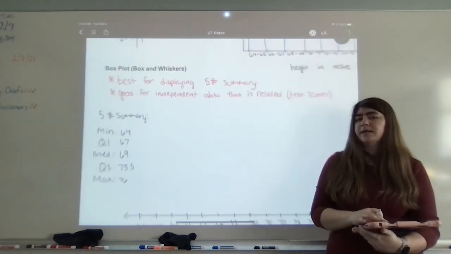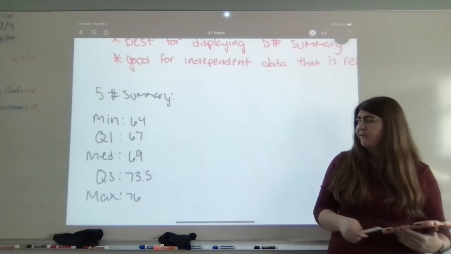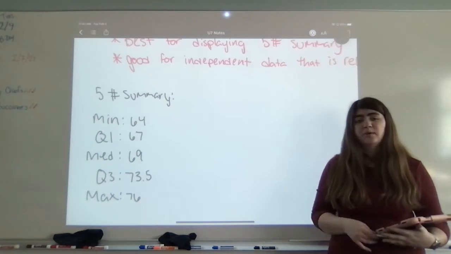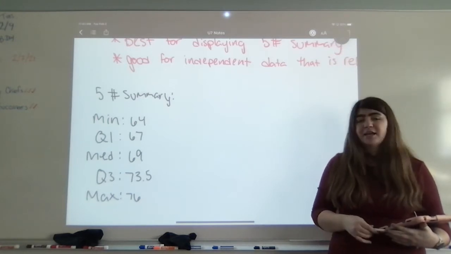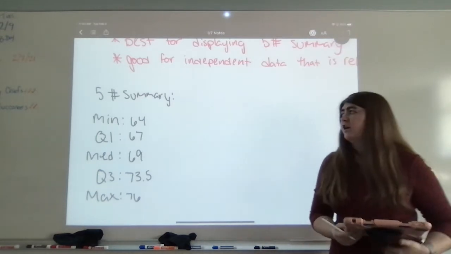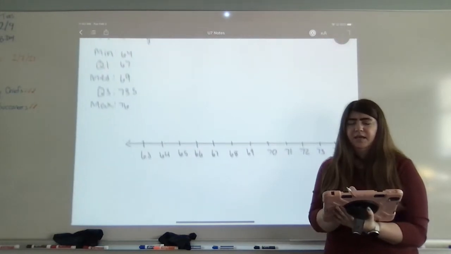So I actually already calculated the 5-number summary. You should go ahead and write this down. For our minimum, we have 64. Our Q1 is 67. Our median is 69. Our Q3 is 73.5. And our maximum is 76. So in order to draw a box and whisker plot, you first have to calculate all that, and then you're going to need a number line.